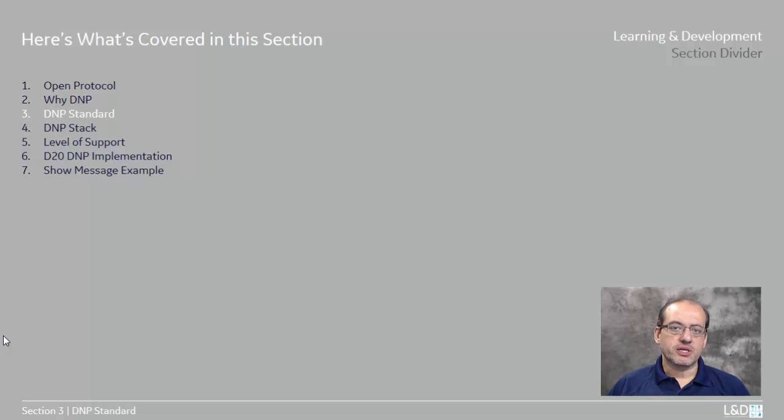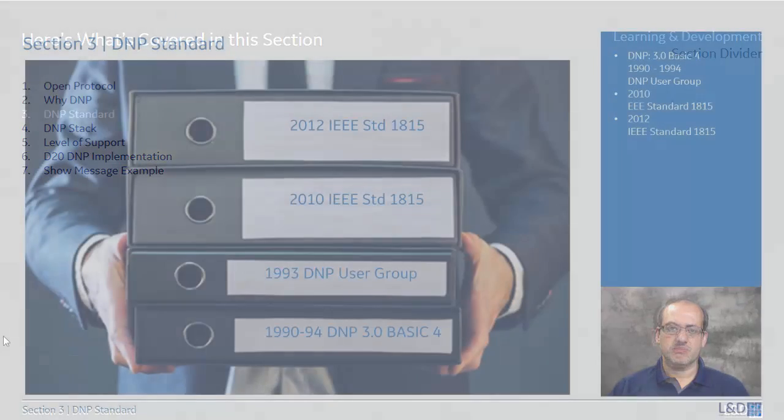So now that we understand how this open protocol came to life, let's talk a little bit about the DNP protocol, distributed network protocol, and what has been produced over the years, and how it evolved to become what we have today, which is the 2012 IEEE standard released today. And probably it will keep on improving and evolving over many coming years.